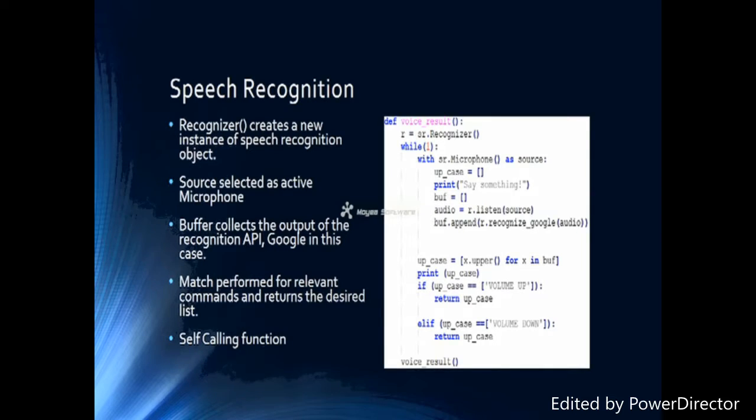And after that, there is a buffer that collects the recognized speech from the API. In this case, we have used the Google API rather than many other technologies available. And after that, the match is performed, and as you can see, there are only two cases: either it's a volume up or a volume down command, and then it returns that kind of list to the keyboard event function. And after that, it calls itself. So the system goes into an infinite loop and keeps waiting for the input until the program is closed.